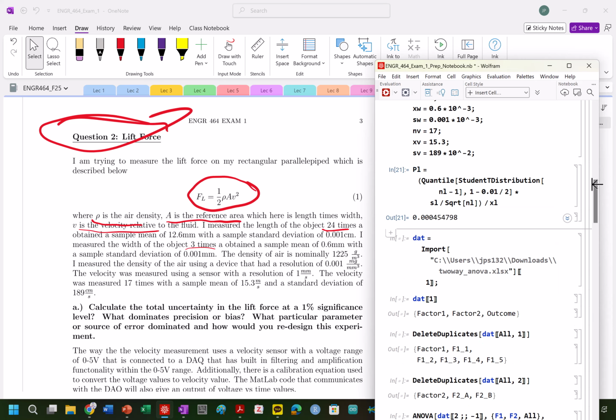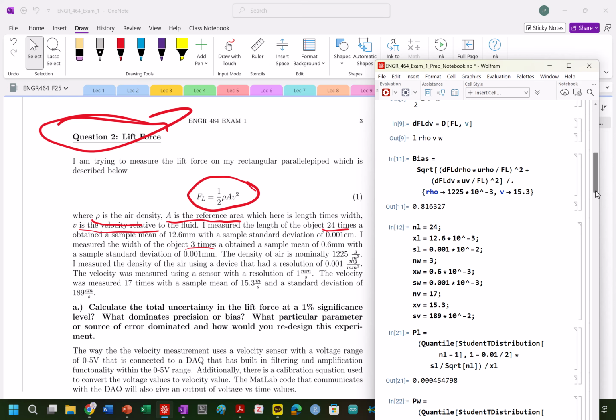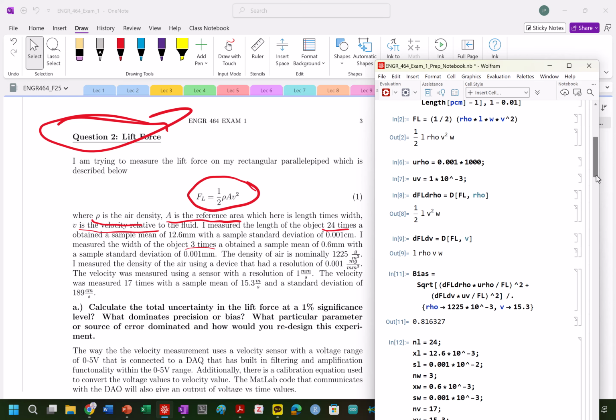Bias error obviously dominates significantly. If we change the resolution of our tool, we can get much, much better values there. So if we change that, we can redesign the experiment.